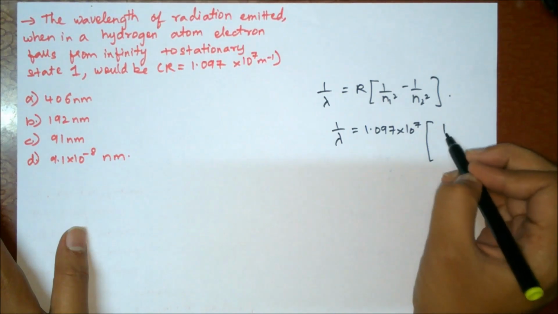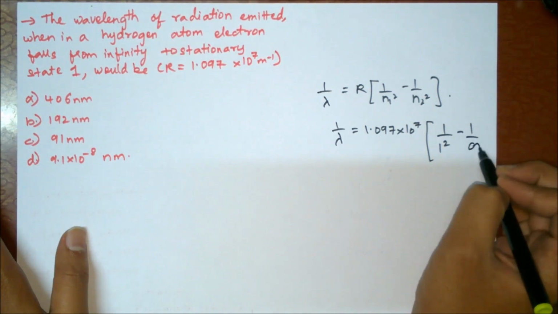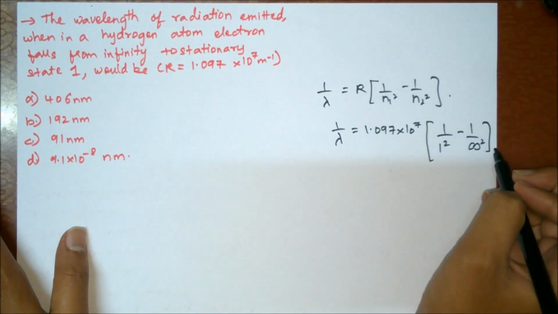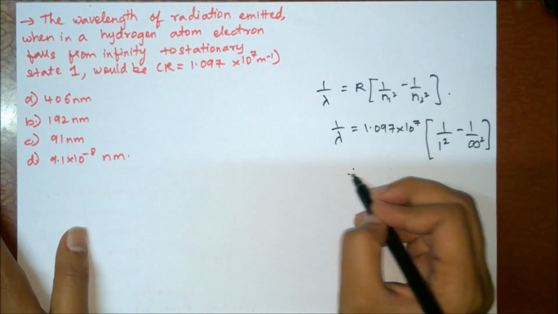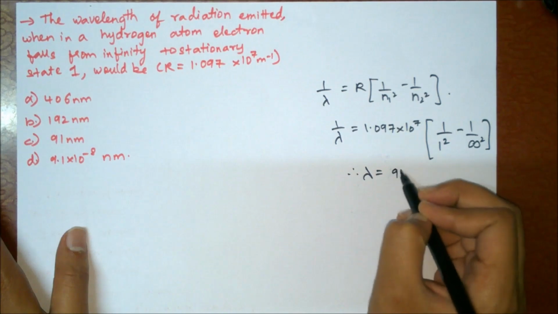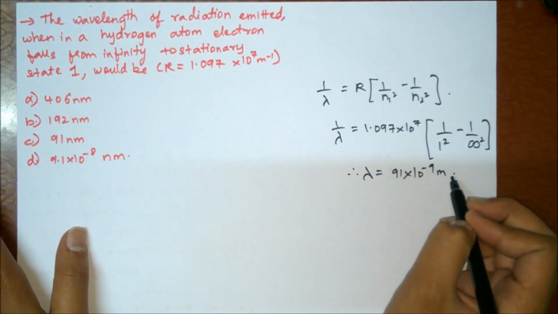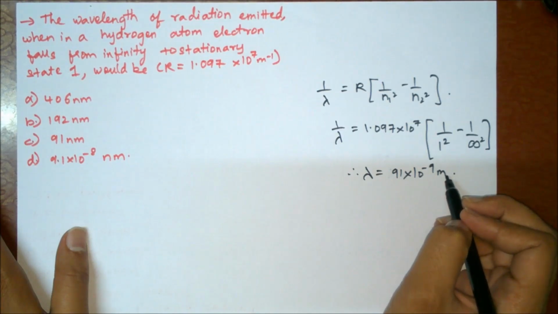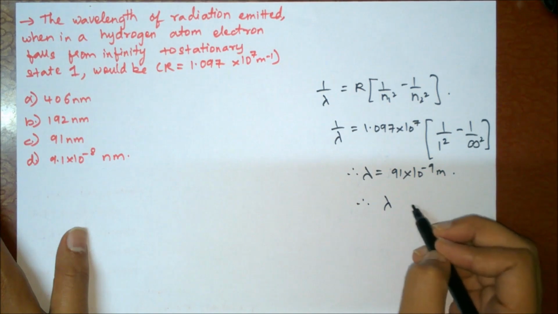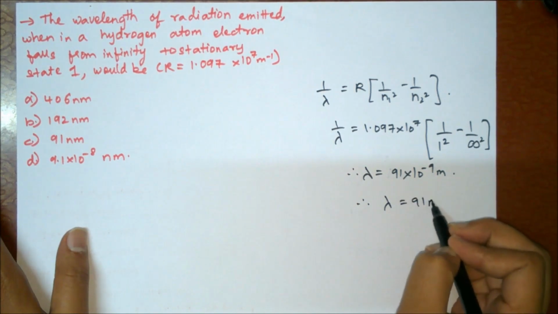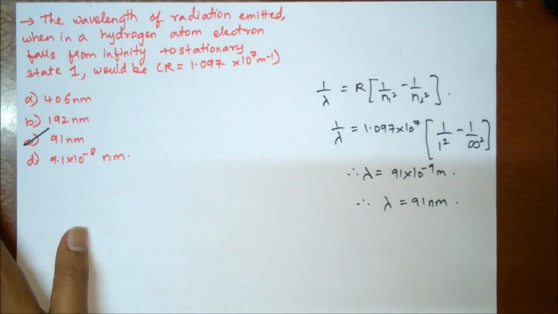and the first orbit, and it comes from infinity, so second orbit is infinity square. This becomes 0, so lambda is equal to 91 × 10^-9 meter. We know 10^-9 is equal to 1 nanometer. Therefore, wavelength lambda is equal to 91 nanometer. So option C is the correct answer.